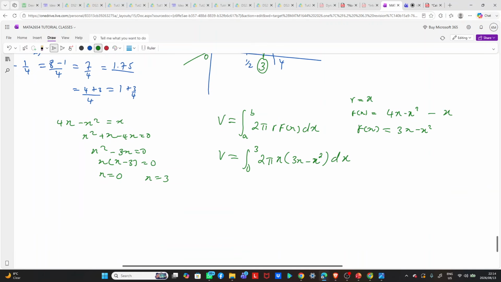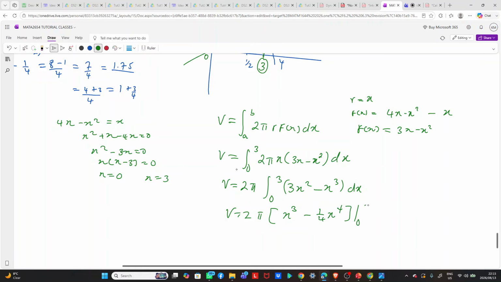So the volume will be given by 2 pi, integral from 0 to 3. Distribute this x in here, we'll have 3x squared minus x to the power 3 dx. Then basically we get 2 pi into, now integrate this guy, we get x to the power 3. Integrate this guy, minus 1 over 4 x to the power 4.